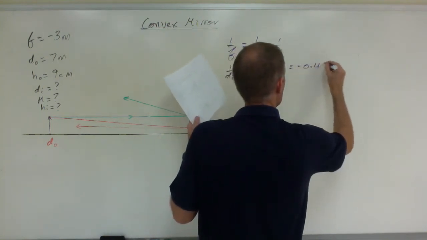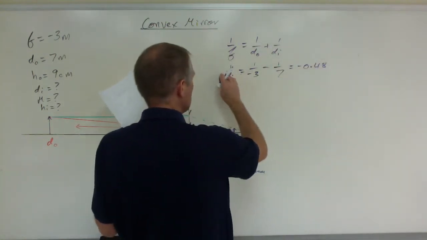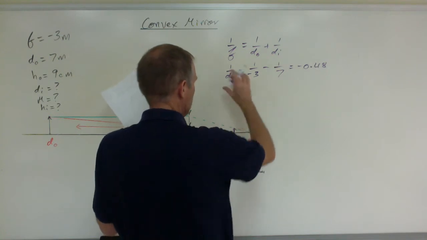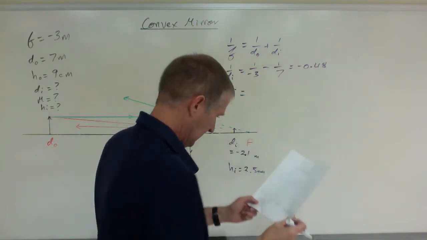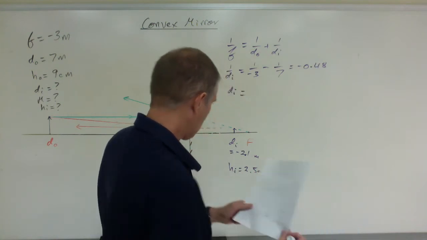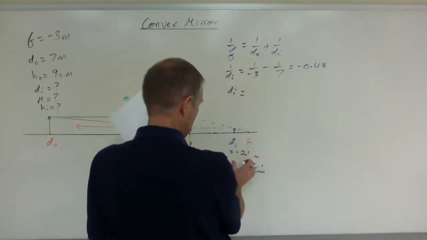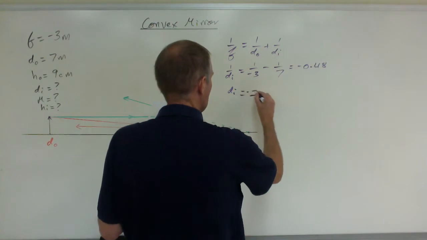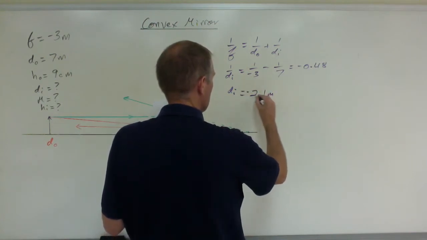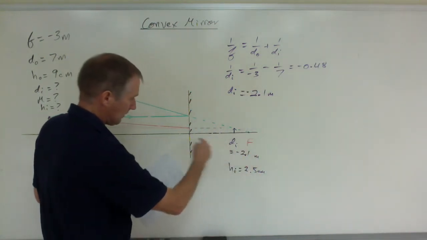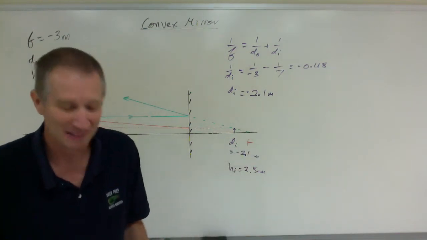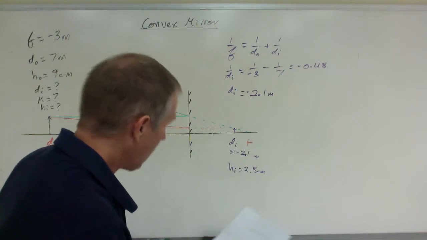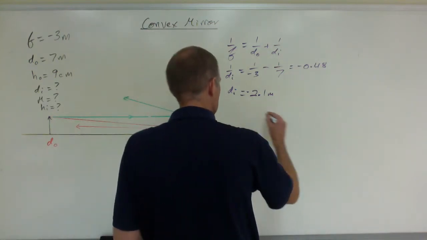Negative 0.48. That's not the answer, right? Because I'm looking for di, not 1/di. So take the reciprocal of that, and di equals negative 2.1. Hey, what do you know? Negative 2.1 meters. That was just for my drawing, and that's mathematically. I don't normally get it exactly on. How cool is that?